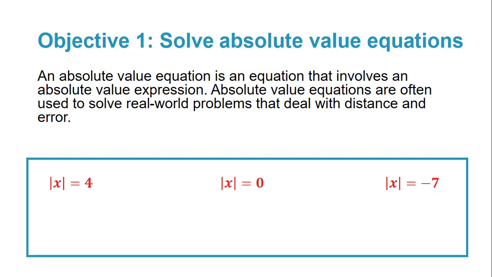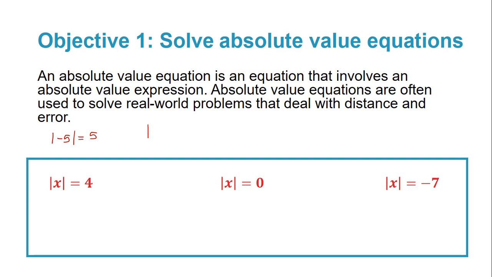Let's first review what absolute value means. Do you recall that if you see vertical bars around the number -5, which we read as absolute value of -5, this means to determine the distance -5 is from 0 on the number line, and -5 is 5 units from 0 on the number line.